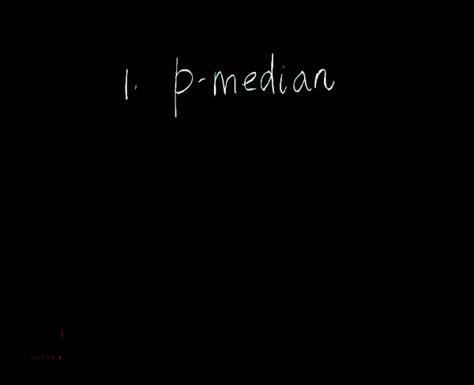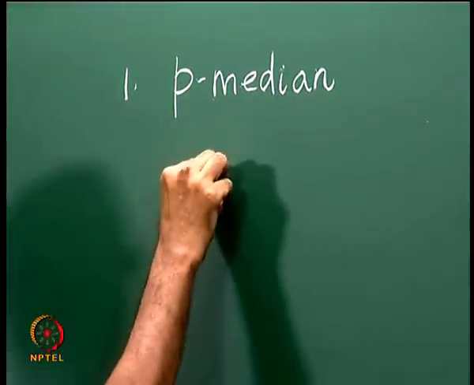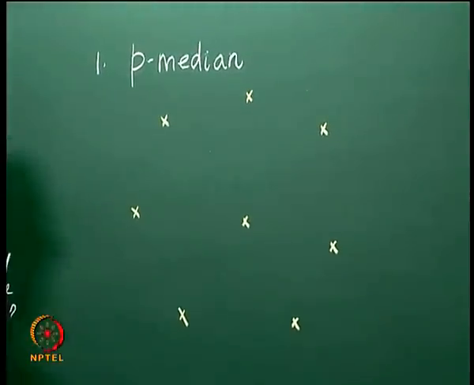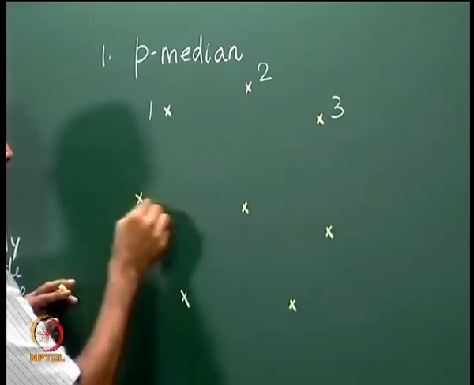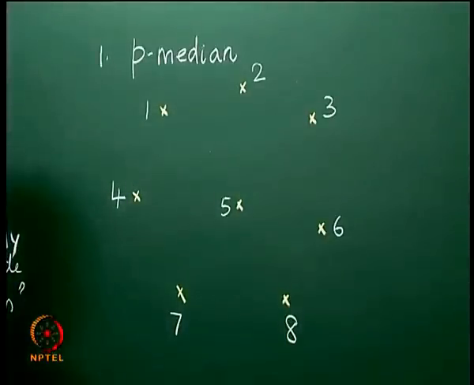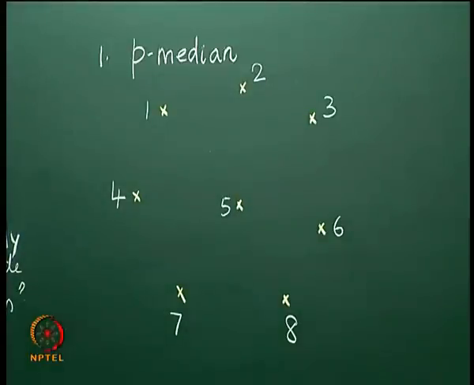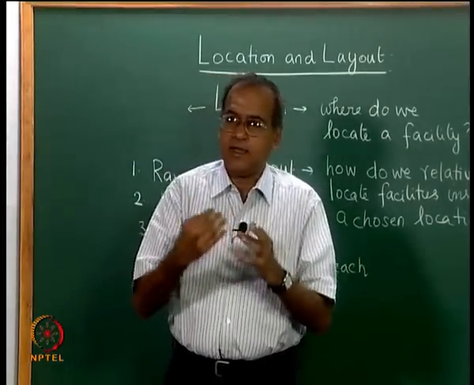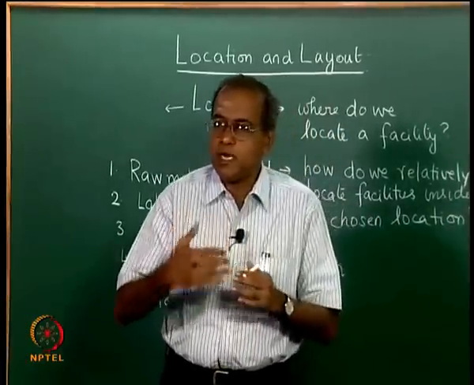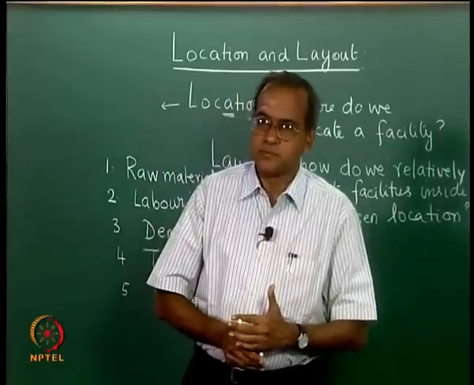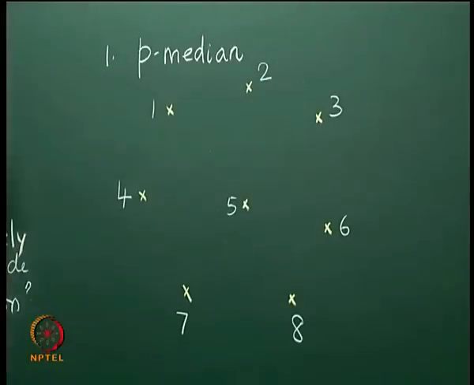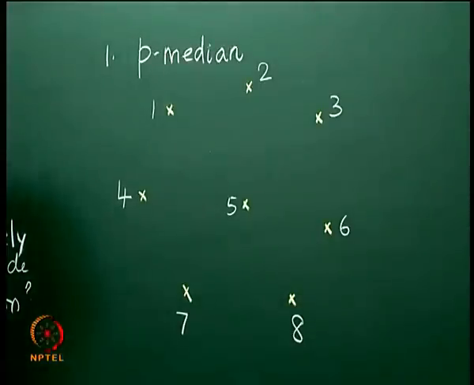Now, the P median model is like this. Now, suppose we have 8 points, say we call them 1 to 8. Now, from the location point of view, what we are interested is, if there are 8 points and these 8 points represent demand areas or 8 customer demand areas, where do we locate the facilities such that we are able to meet the demand with minimum distance of transportation. Now, as far as the P median problem is concerned, to begin with we may say that there are 8 points and the coordinates of these 8 points are known.